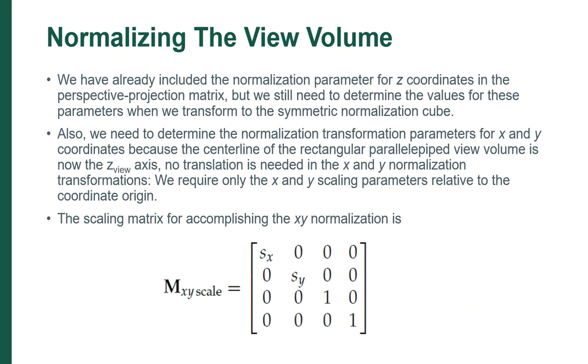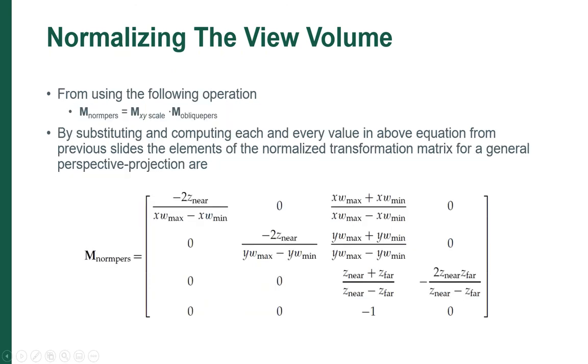We already included the normalization parameter for Z coordinates in the perspective projection matrix, but we still need to determine the values for these parameters when we transform to the symmetric normalization cube. Also, we need to determine the normalization transformation parameters for X and Y coordinates, because the center line of the rectangular parallelepiped view volume is now the Z view axis. No translation is needed in XY normalization, and the scaling matrix for accomplishing the XY normalization is similar to the identity matrix, but we can see that SX and SY values are here. Using the following operation, the normalized perspective matrix will be the multiplication of these two different matrices. We talked about the XY scale and the oblique perspective in the previous slides, and the normalization perspective. After all the values and equations we have, we obtain the values like this.